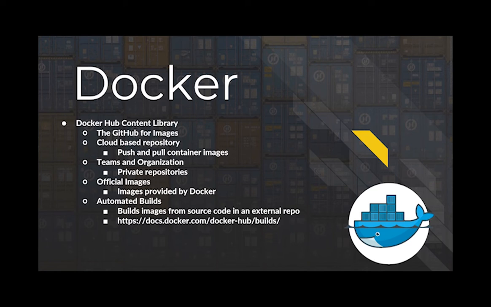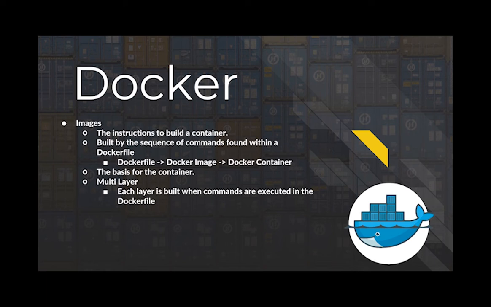So Docker, what is an image? Well, an image is the instructions to build a container. It is built by the sequence of commands found within a Docker file. So the sequence goes from the Docker file into a Docker image, and then the Docker container, which is the running instance of an image. The basis for a container is the image itself, and images can be multi-layer, with each layer building upon the other when commands are executed within the Docker file.